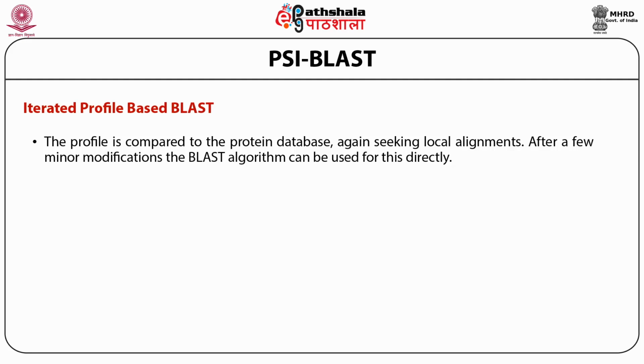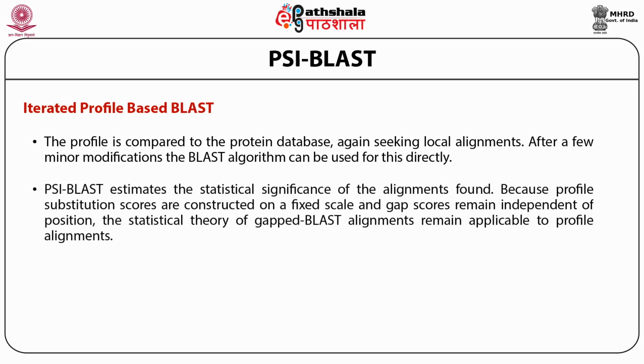So again, let me repeat the process. You first run an ordinary BLAST, take the output, construct a multiple alignment, make a position specific weight matrix, and then run that position specific weight matrix to find more examples. The BLAST algorithm itself is then used to find the statistical significance of these alignments. And since the profile substitution scores are constructed on a fixed scale and the gap scores remain independent of position, the statistical theory which was developed for the gapped version of BLAST alignments remains applicable to these profile alignments as well.